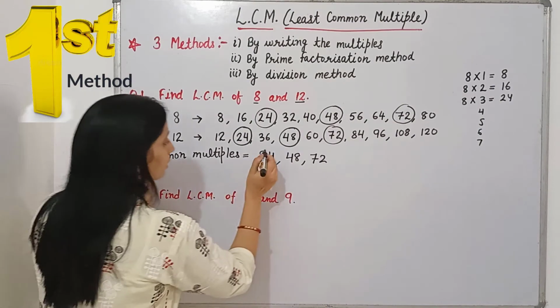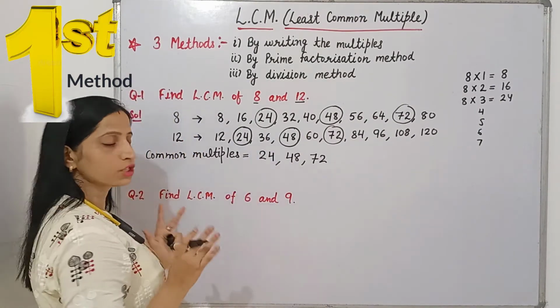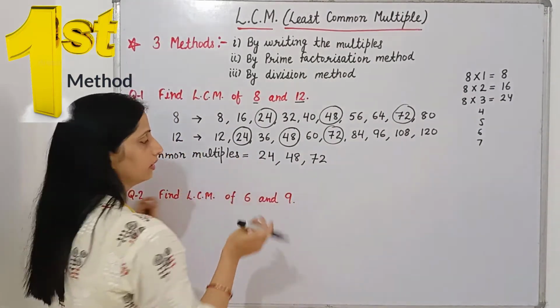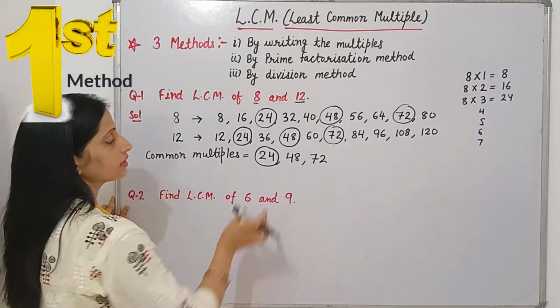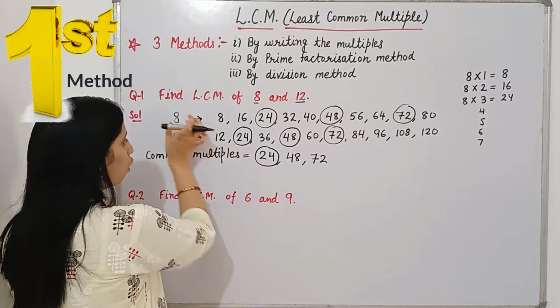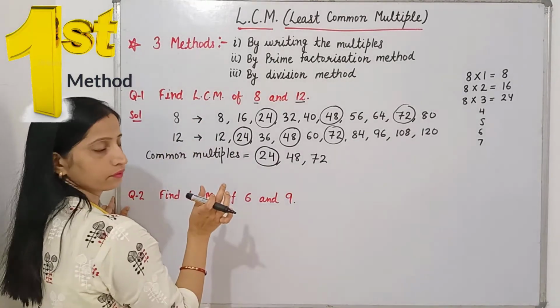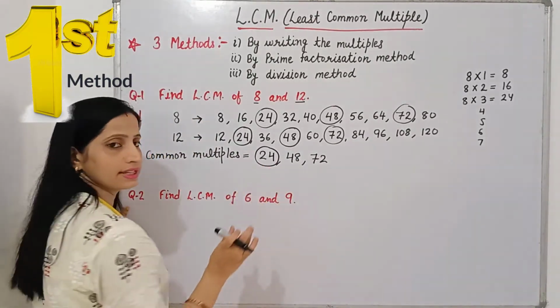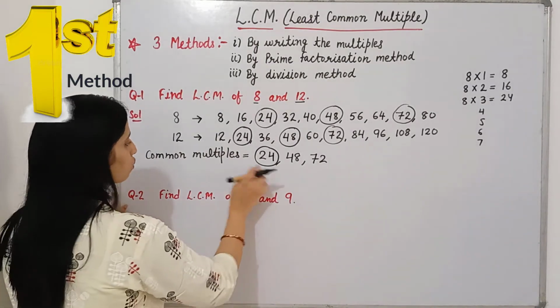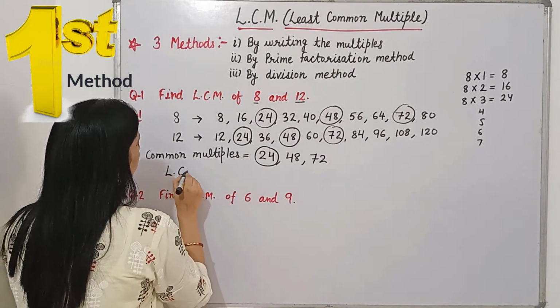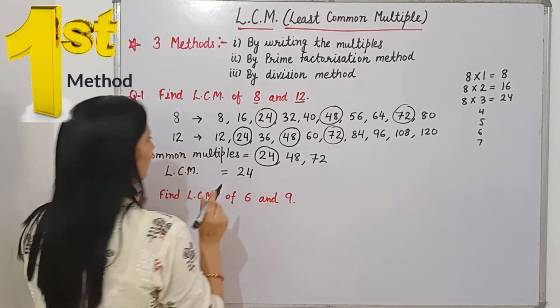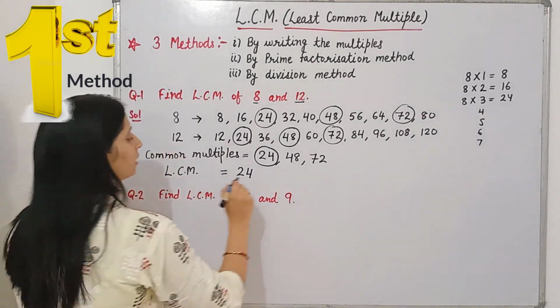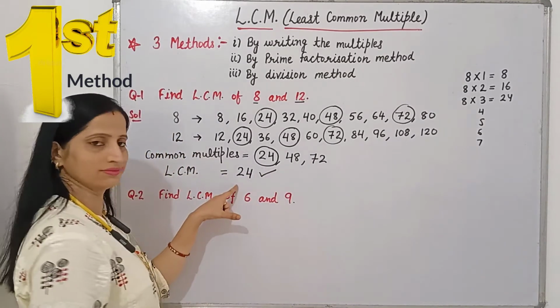Now we will check the lowest common multiple between these. So it is 24 here. It is the lowest common multiple of 8 and 12. Lowest, or we can say smallest. So that's why the LCM will be 24 here. So the LCM of 8 and 12 is 24.